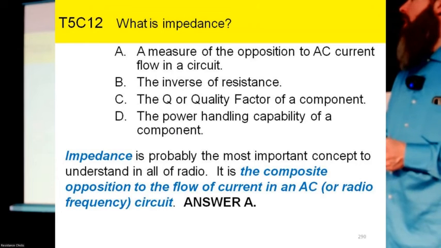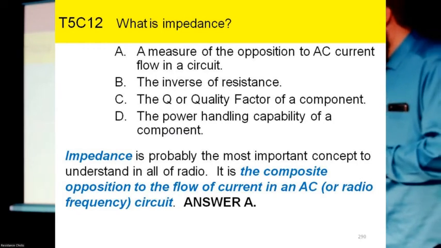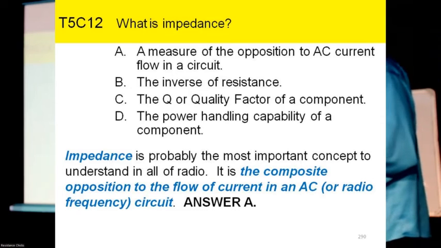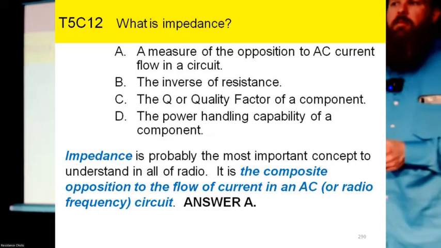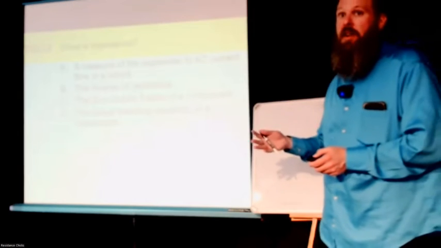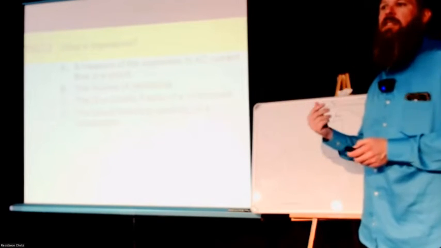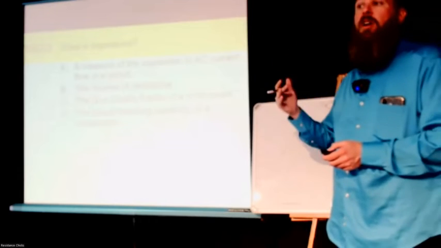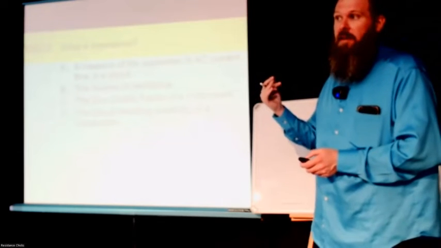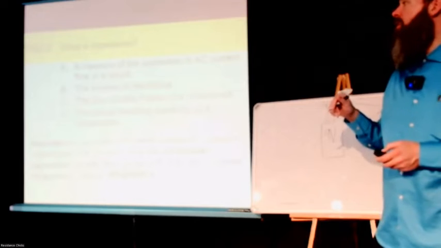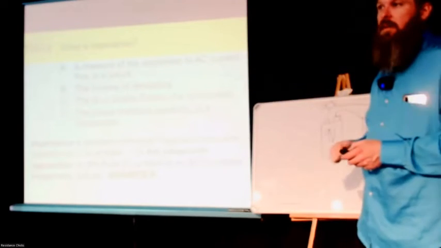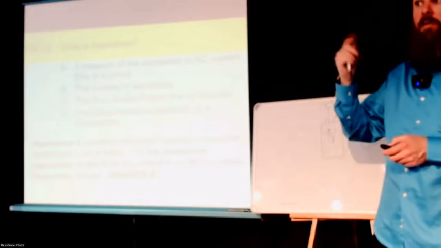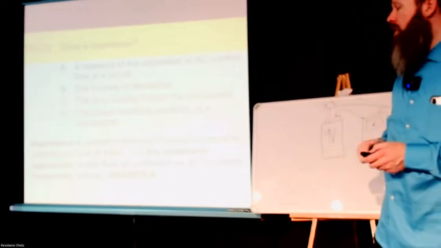What is impedance? What's resistance? Resistance is measured in ohms, but resistance is the opposition of flow of direct current. Impedance is the opposition of flow of an alternating current. Okay, it's the same thing, but for AC as opposed to DC.